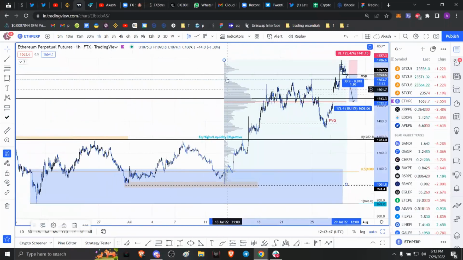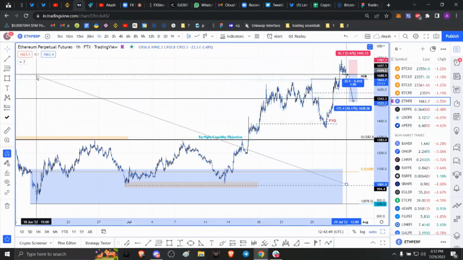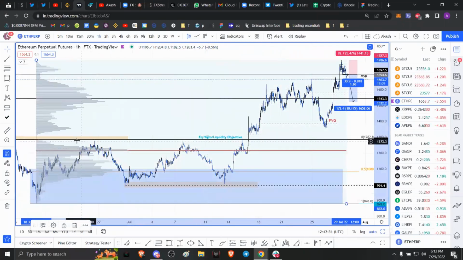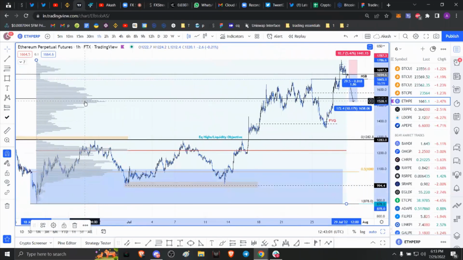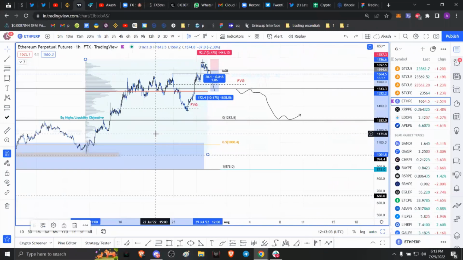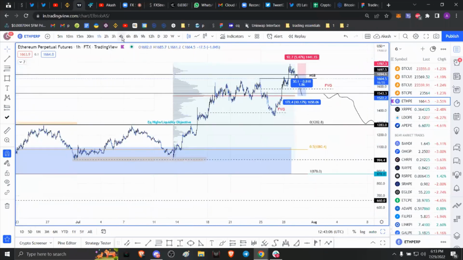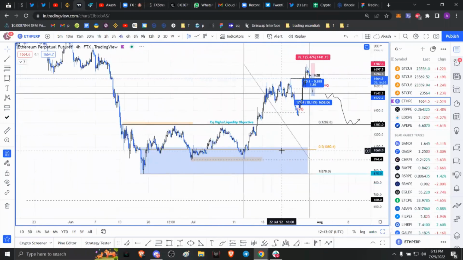But if you extend this volume point of control, this volume profile, you can see that even then there is no support over here. So the next support level comes in at 1200. So yeah, things are looking pretty bleak here for Ethereum. Let's take a look at what's happening from a 4-hour time frame perspective.